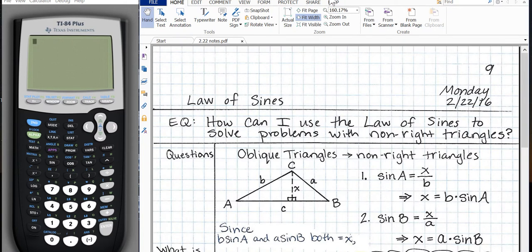Hi, today we're going to do a lesson on the law of sines. Our essential question is, how can I use the law of sines to solve problems with non-right triangles?